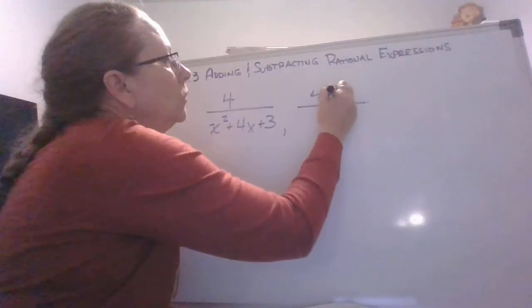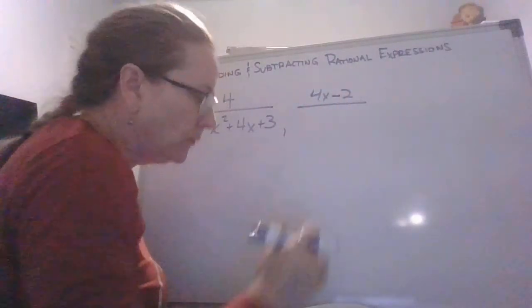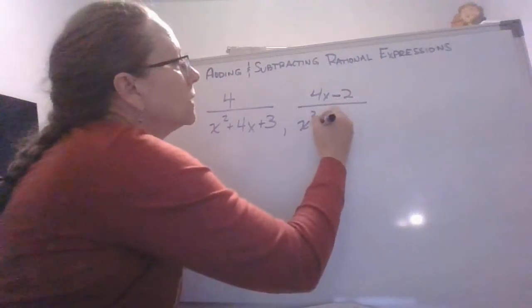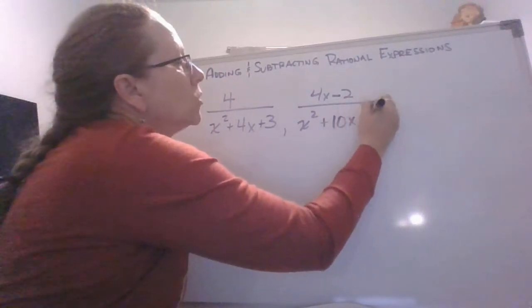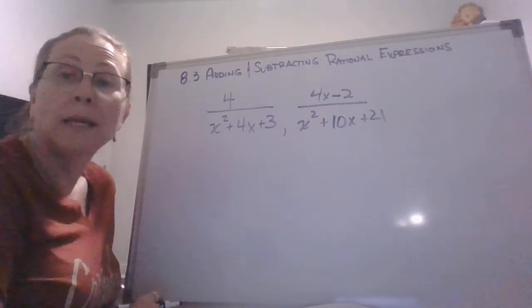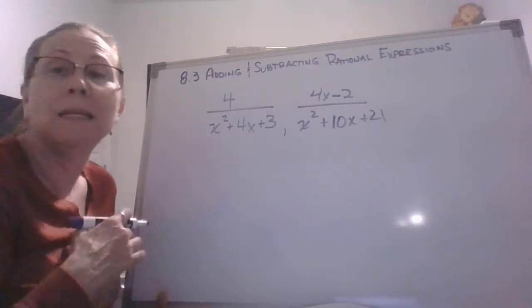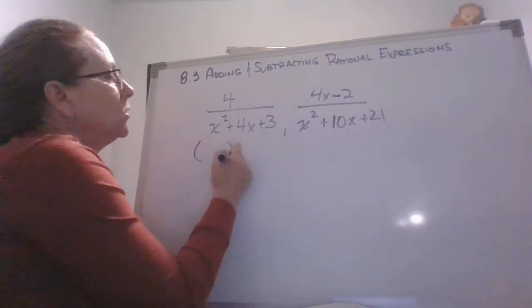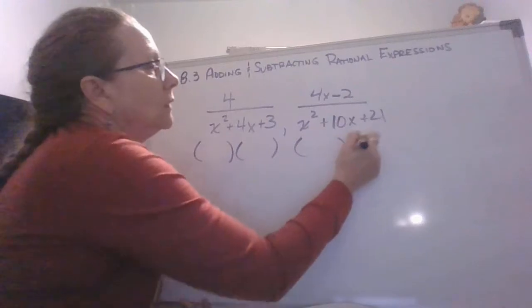4x minus 2. And we've got x squared plus 10x plus 21. First thing we have to do is make sure that anything that can be factored, any denominator that can be factored, is factored. So let's factor this one and this one.